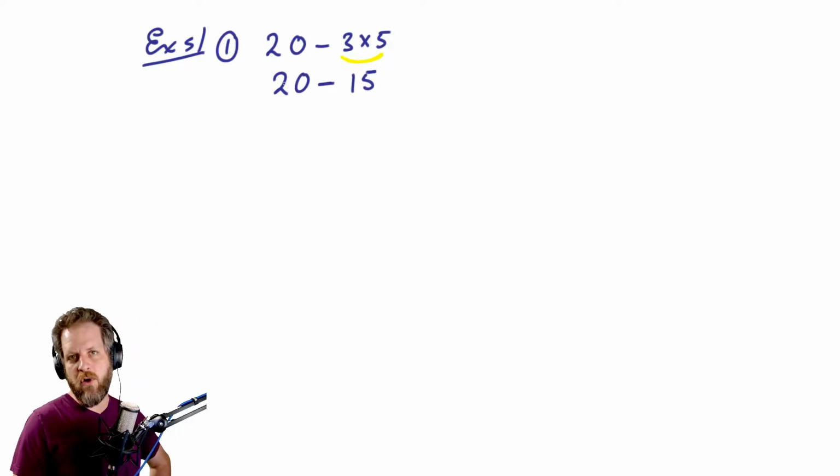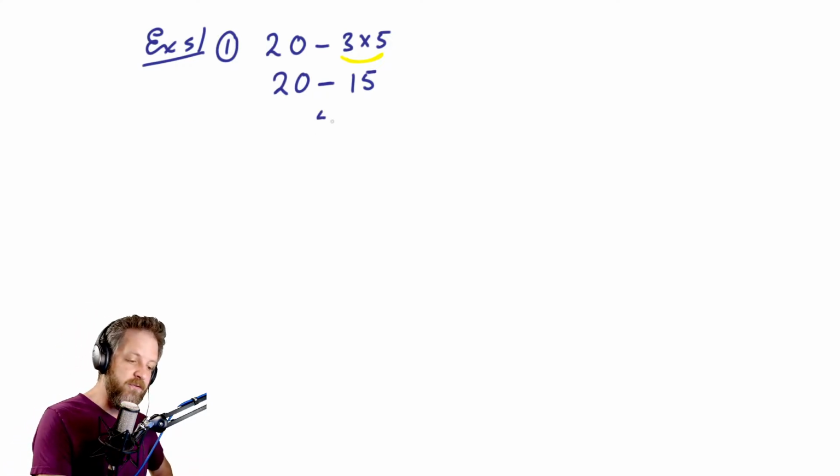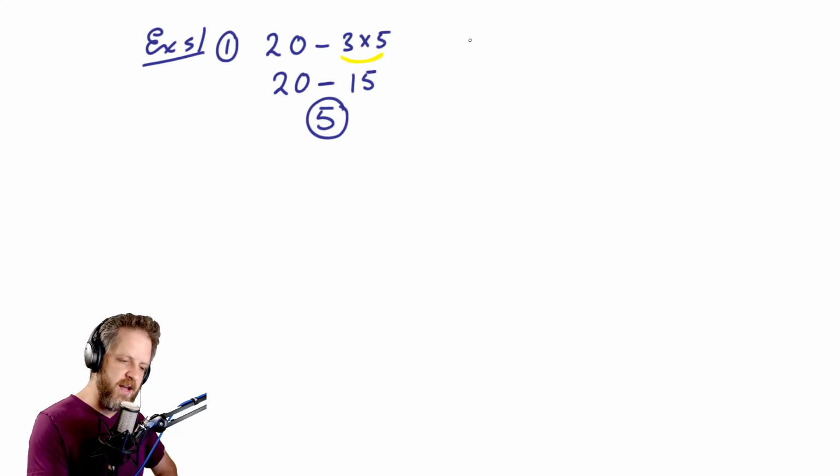And then we only have one operation left, so we don't even have to think about order of operations. It's just 20 minus 15. And what is 20 minus 15? Well, it's 5. That's easy peasy lemon squeezy. Right? No problemo. Okay, so let's do another example.